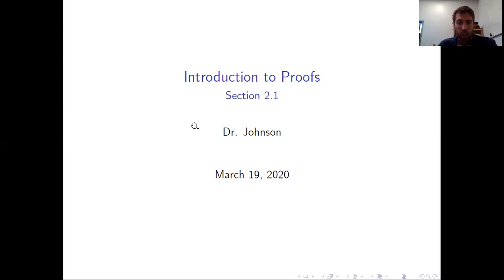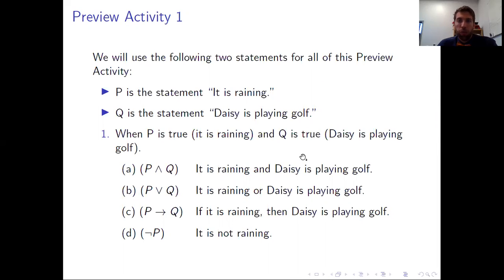So moving on to preview activities 1 and 2. Hopefully before moving on from now, you should have tried them. For preview activity 1, we have these two statements. P is that it is raining. Q is that Daisy is playing golf. Situation 1 is that P is true, it is raining, and Q is true, Daisy is playing golf. And we're asked about the truth values of A, B, C, and D.